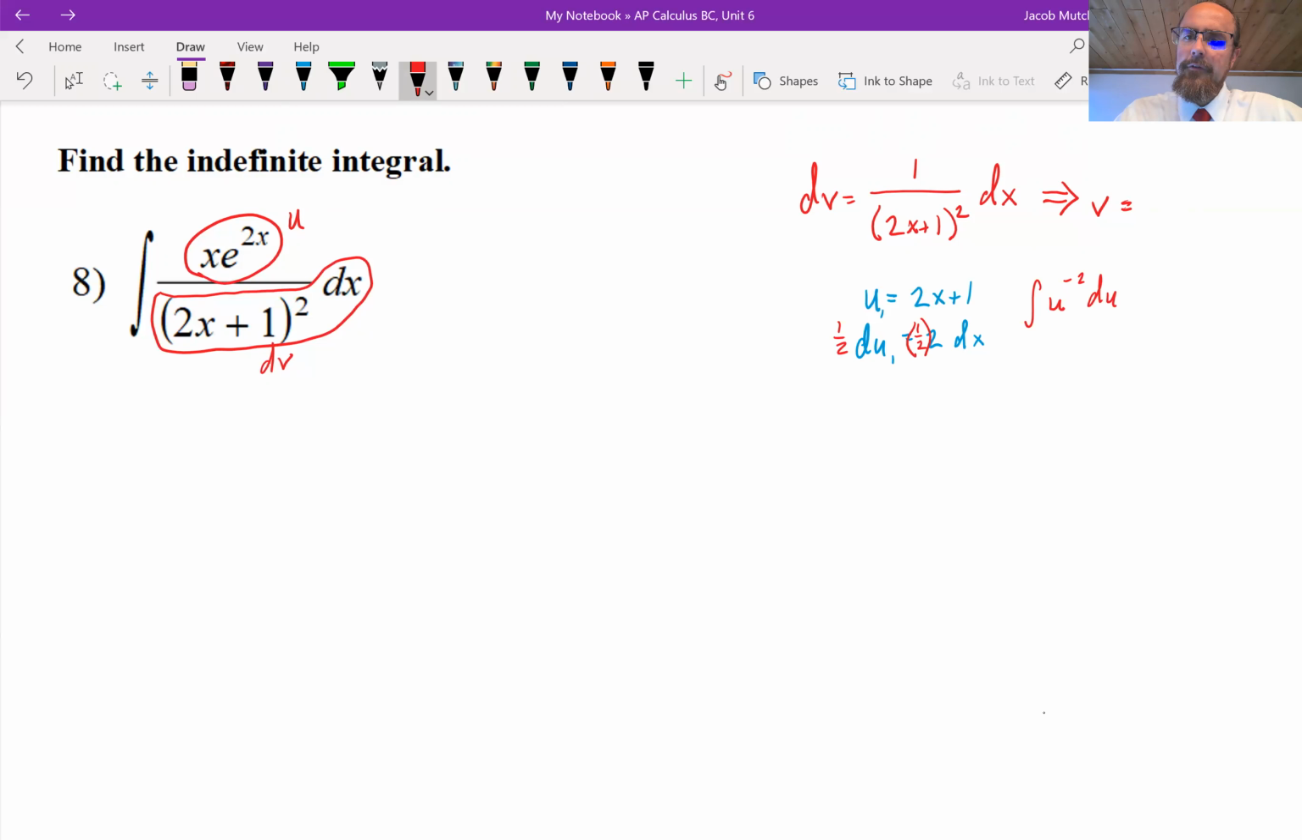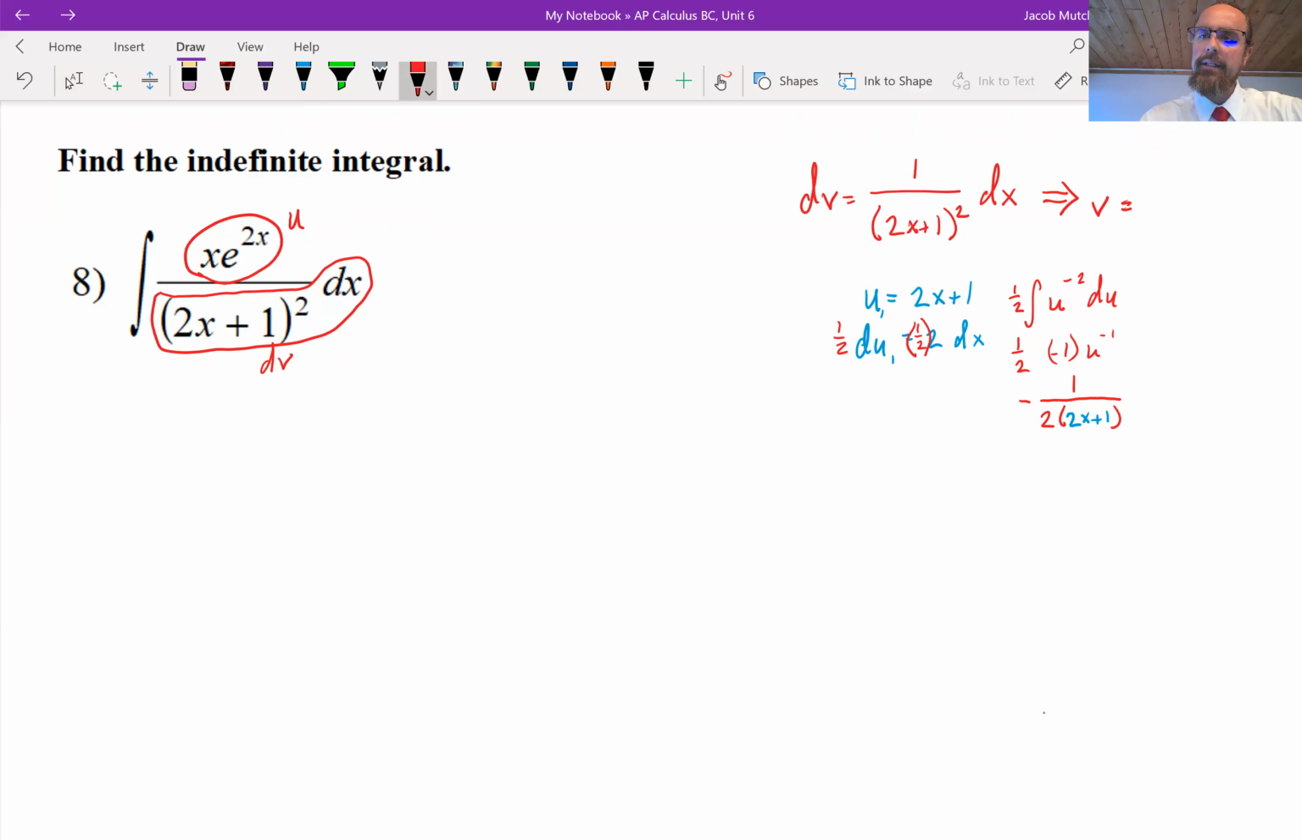And I need that half out front. So just integrating there with that simpler version, that's going to become, if I add 1, -1, u to the power of -1. And at that point, I can get rid of my integration and put back my 2x plus 1. So this is -1 over 2. And then because it's to the power of -1, I'll let it go to the denominator and assume a positive power of 1.